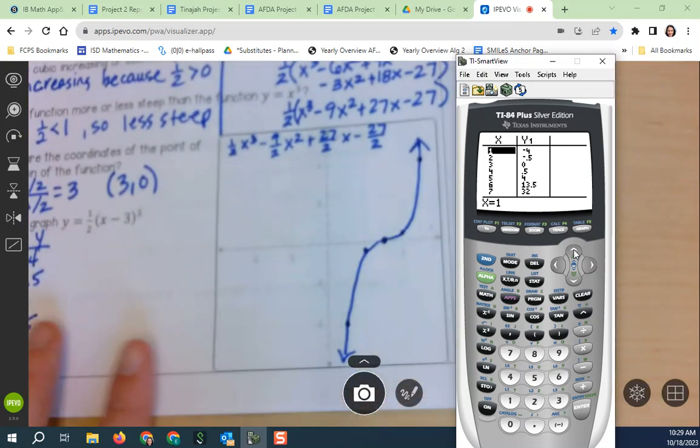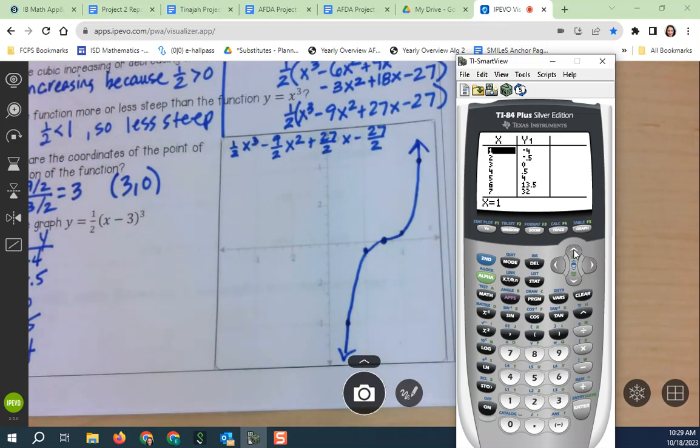Sorry, you couldn't see any of that because it was behind the calculator. All right, so when you finish that one, I want you to turn the page and try 2 and 3.